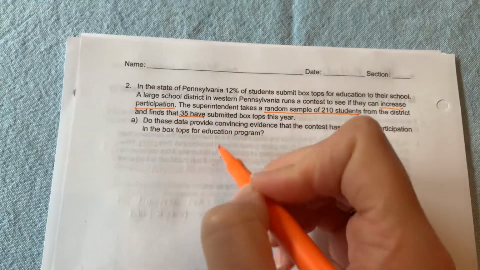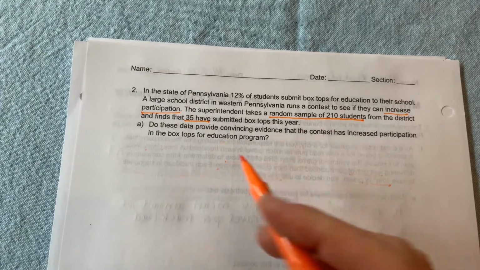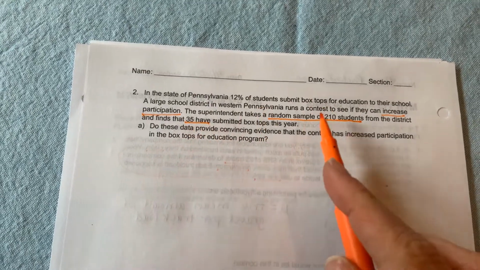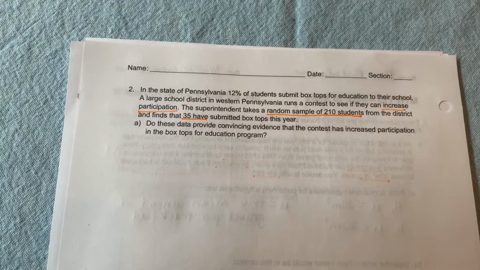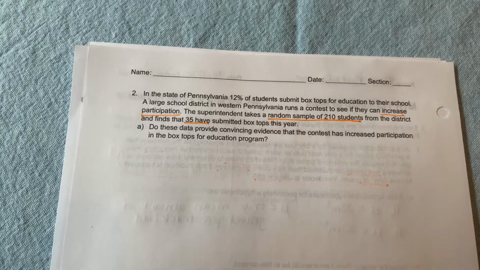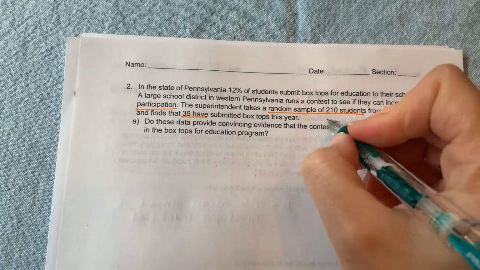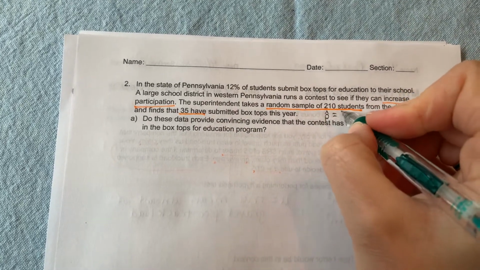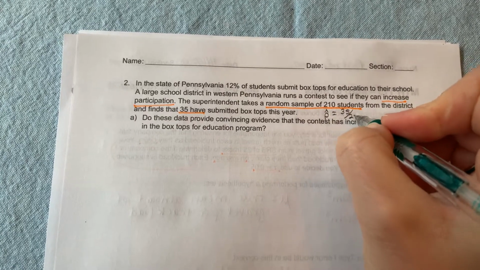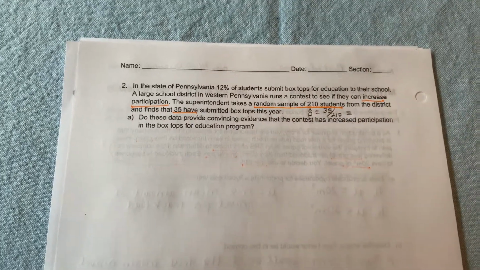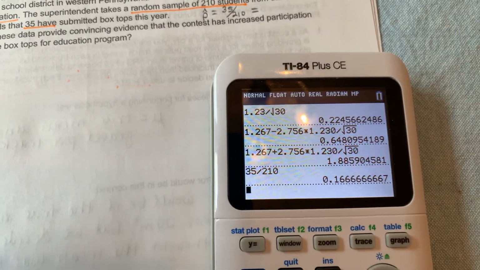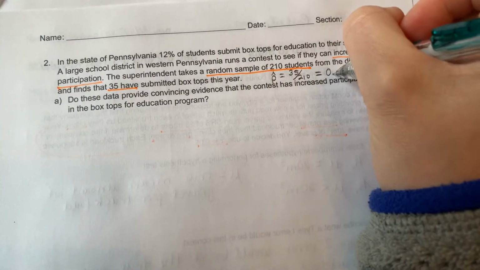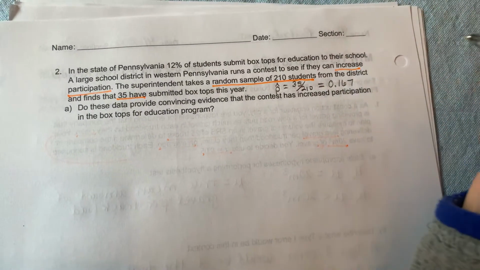Okay, so I don't actually know my sample proportion, but I can find it by taking the 35 that's submitted divided by the 210 in the sample. Let's go ahead and write that out real quick. That means p hat, my sample proportion, is going to be 35 divided by 210. Let's see what that is. 35 divided by 210 is 0.167. Let's round. 0.167 rounding to 3 decimal places.